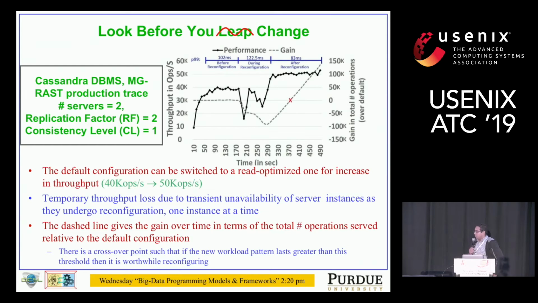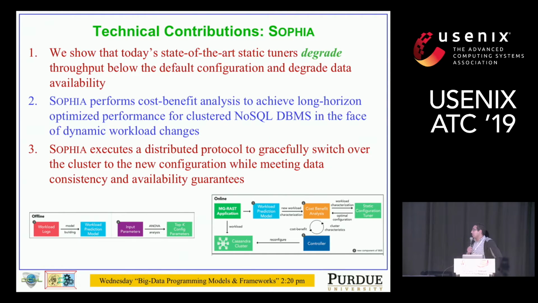So in this very brief example, we show how the ops per second observed from a cluster of 2 Cassandra servers changes over time when we apply reconfiguration. And the takeaway of this figure is that reconfigurations have a transient cost to performance, and there has to be some knowledge about how long the new workload will last, and then we can decide whether a reconfiguration will be globally optimized or not. And this is where our solution comes in.